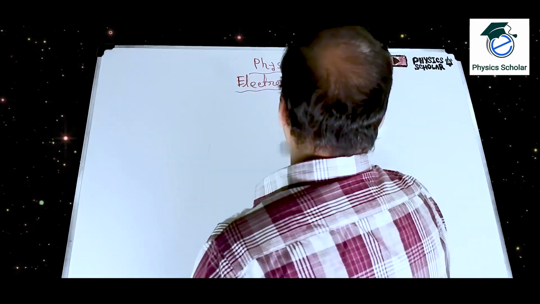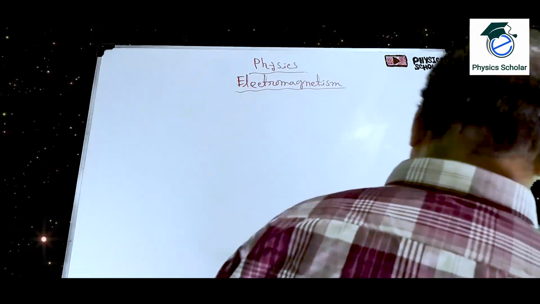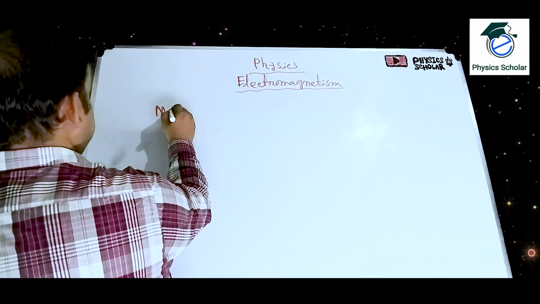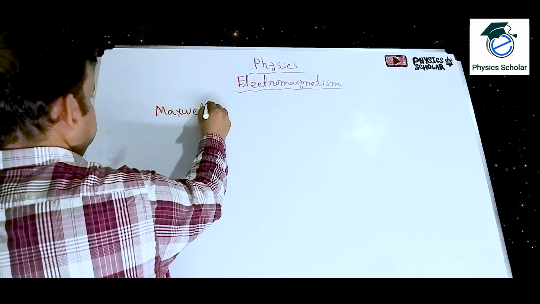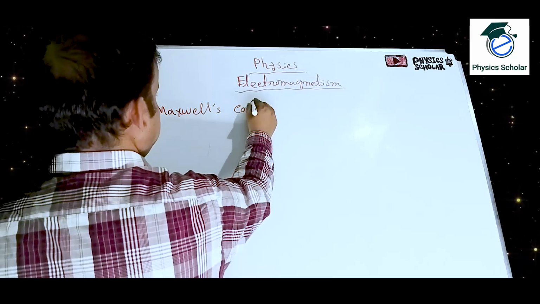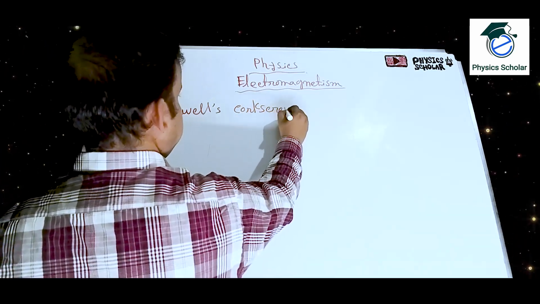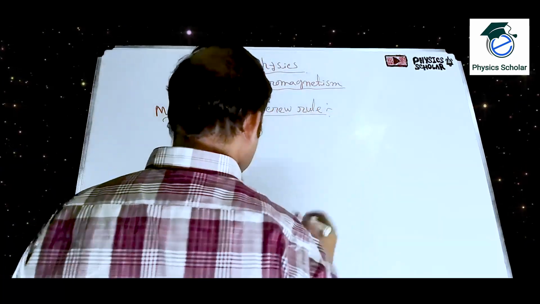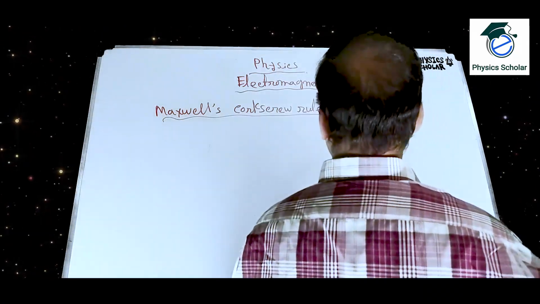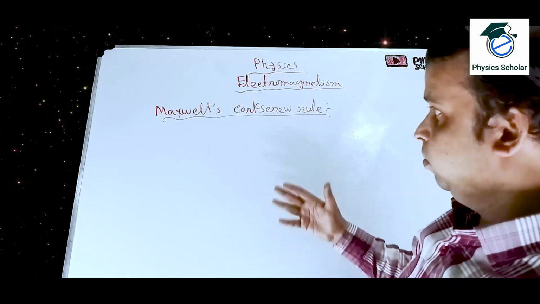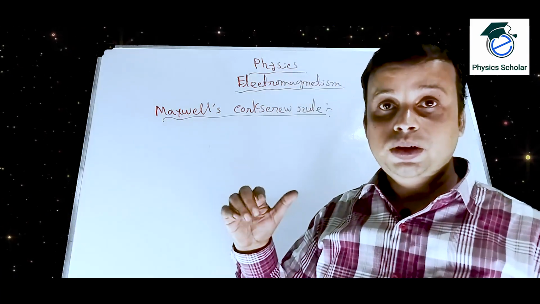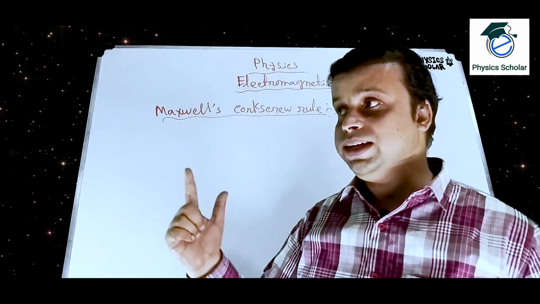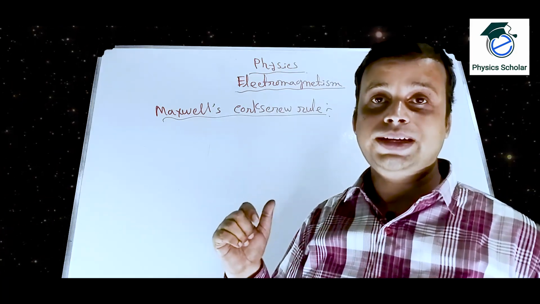So first law is known as Maxwell's corkscrew rule. Maxwell's corkscrew rule. So this is the law. So what we come to know from this law? We come to know the direction of the electrical flux or magnetic line of forces. What will be the direction of the magnetic line of forces?